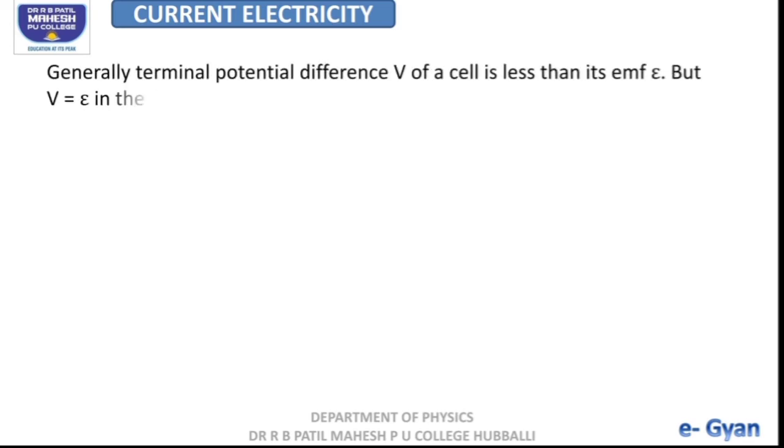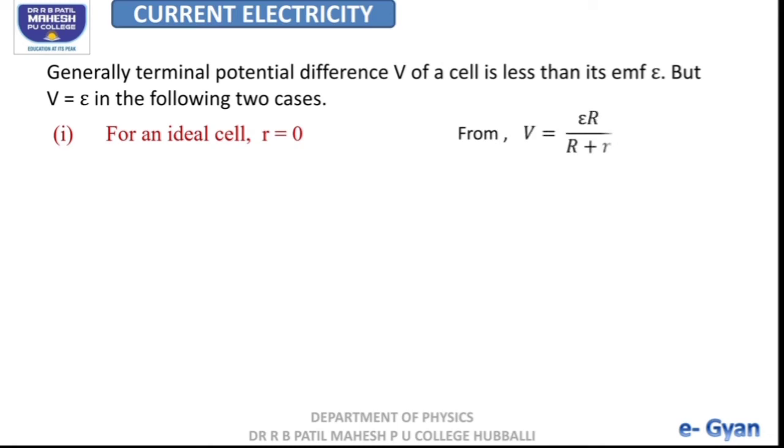Generally, terminal potential difference of a cell is less than EMF of a cell, but V is equal to E in the following two cases. Now let us briefly discuss those two cases. First one, for an ideal cell, internal resistance is equal to 0. From the equation V equal to E into R divided by capital R plus small r, putting the value of small r as 0, we get V equal to E. This is the first case.